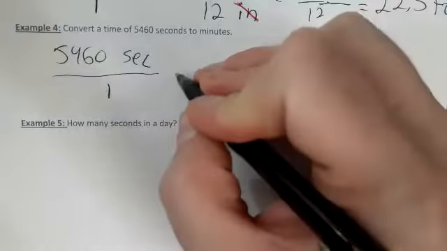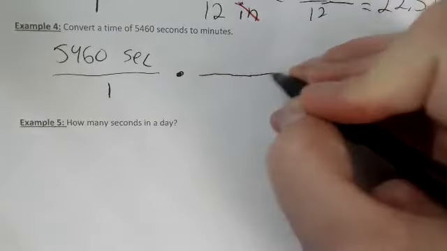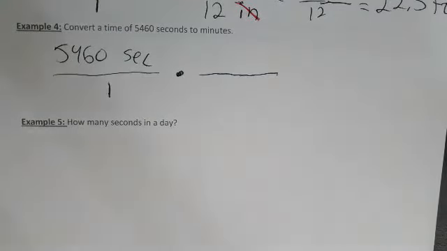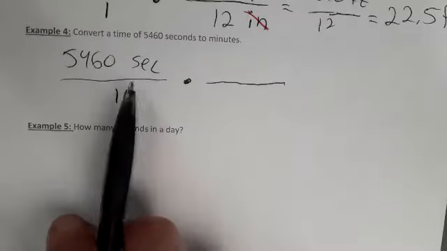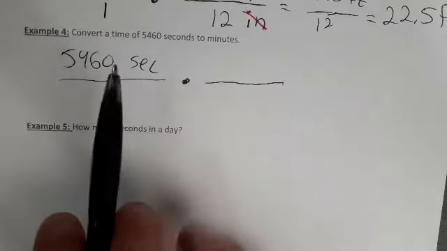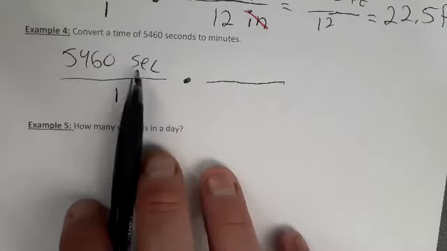You can write this over. And I want to write something that converts seconds to minutes. And so I see the seconds on top. And so the first thing I want to do is get rid of the seconds.